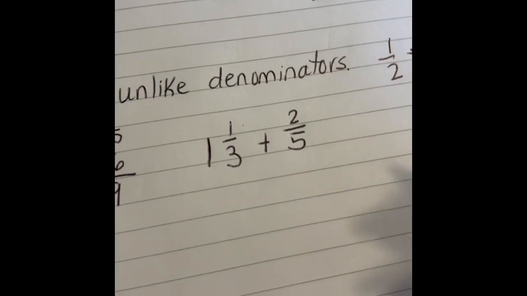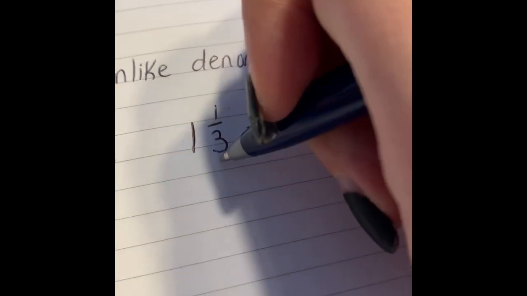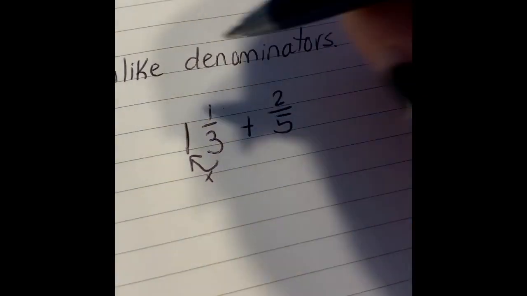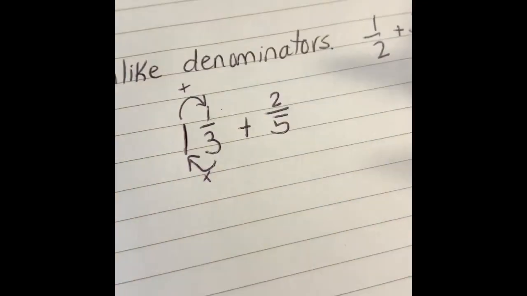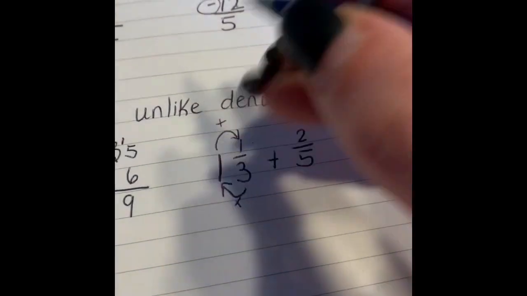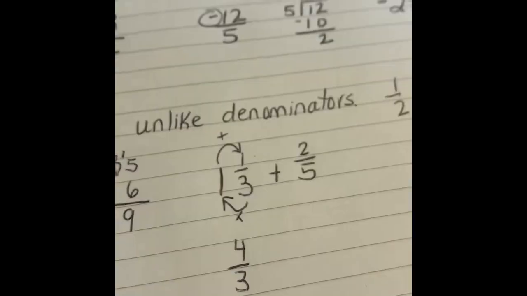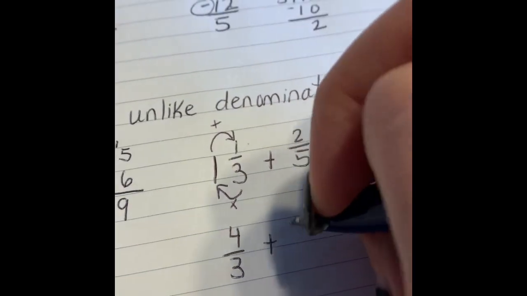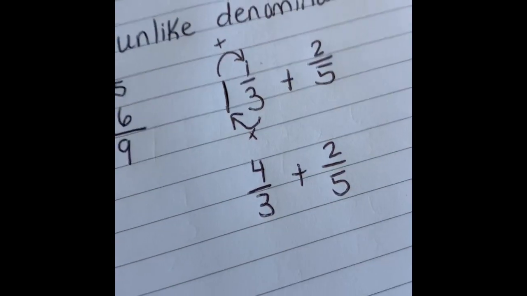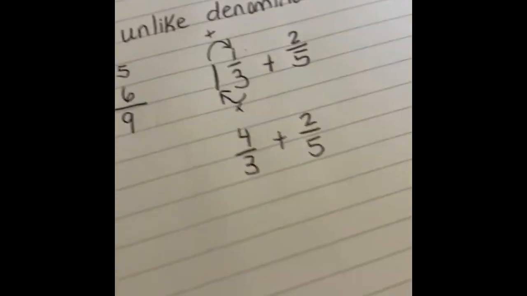So let's go back to this question and do the same thing. 3 times 1 is 3, plus 1 is 4, and I keep my same denominator. I'm not going to touch this fraction yet, because that one was already written as a single fraction. So now we have a new question that we can work with a lot more easily, because we don't have that mixed number in there. We have 4/3 plus 2/5.